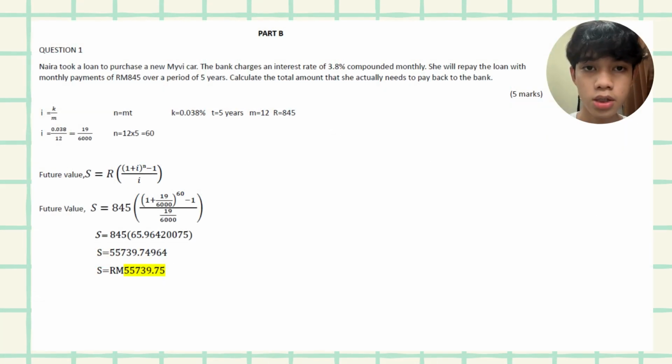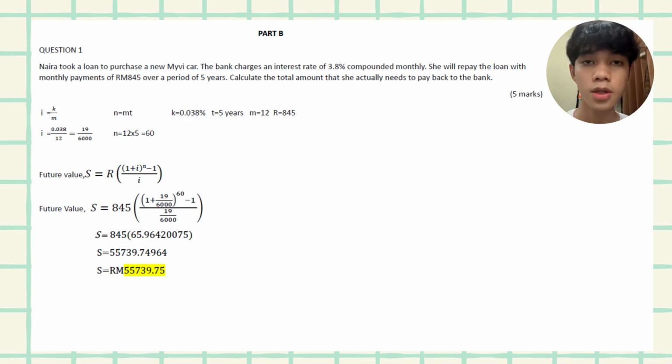For part B, question 1, Naira took a loan to purchase a new Myvi car. The bank charges an interest rate of 3.8% compounded monthly. She will repay the loan with a monthly payment of RM845 over a period of 5 years. Calculate the total amount that she actually needs to pay back to the bank.